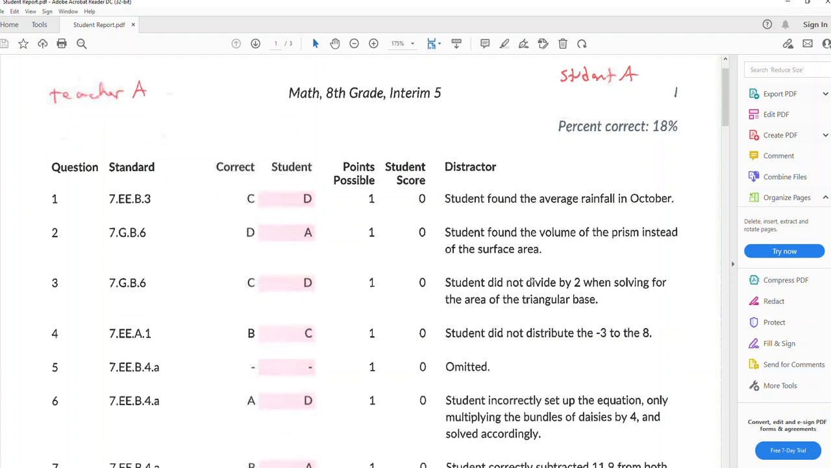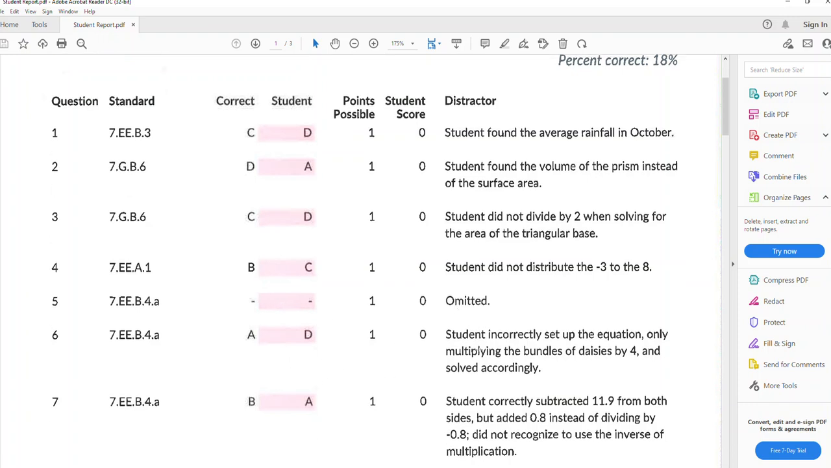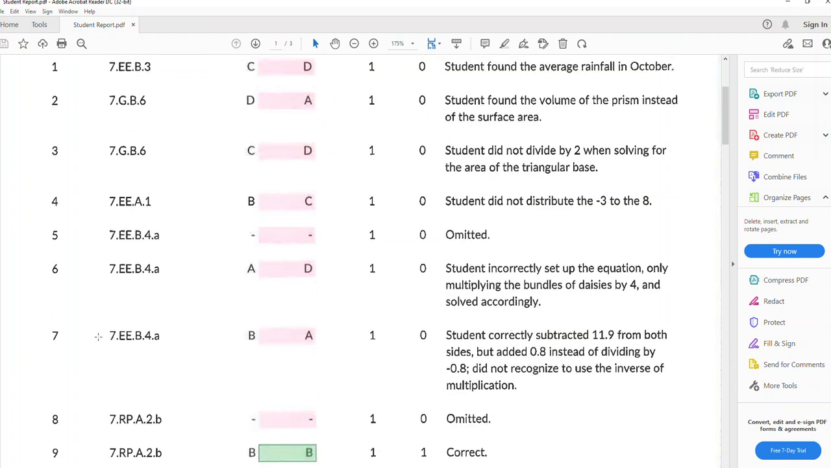And then you'll see omitted. There's a little dash here, so the student omitted it. There's a reason for each distractor. For example, number 7 says that the student correctly subtracted 11.9 from both sides, but added 0.8 instead of dividing by negative 0.8. Did not recognize to use the inverse of multiplication.